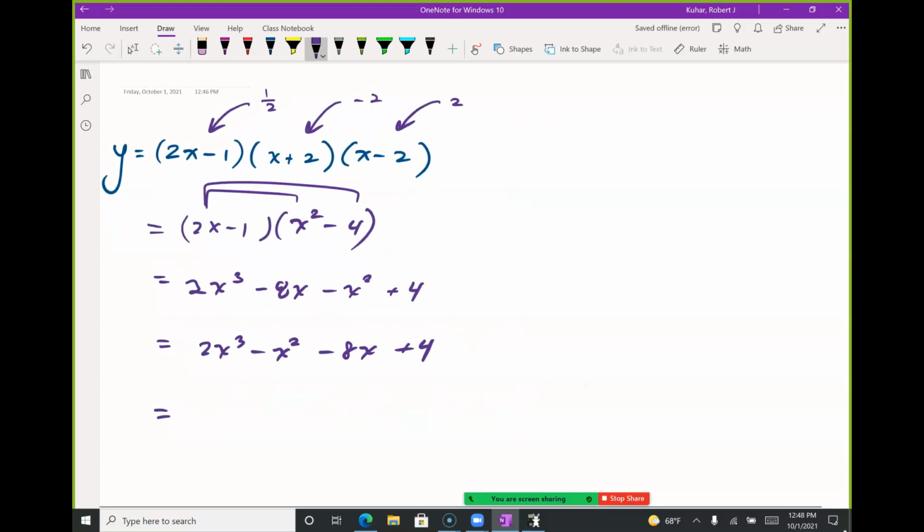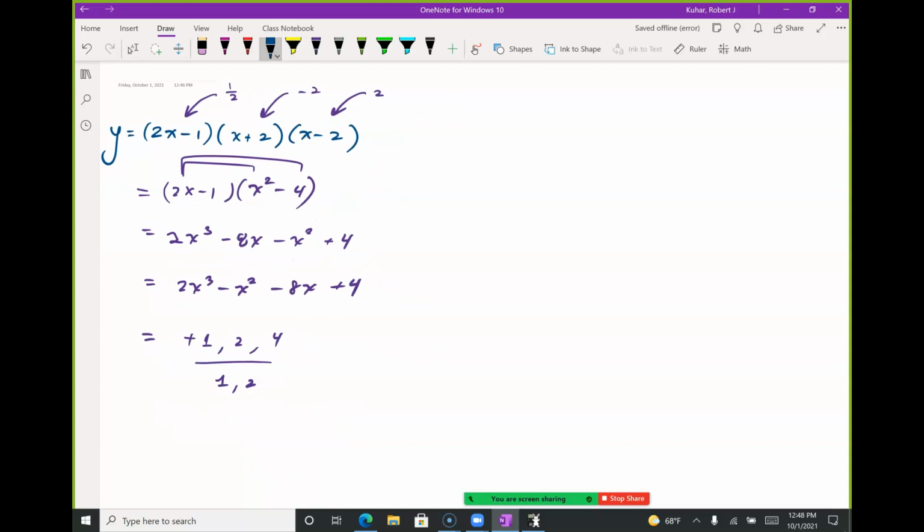So now if I come back down to my constant term, that's a 1, 2, and 4, and then my leading term, that's a 1 and a 2. Do I get to see my positive 1/2? Yes. I get to see my positive 1/2 here. There's my positive 1/2. Here's my negative 2 and my positive 2. So I can see all of those zeros in that little theorem there.